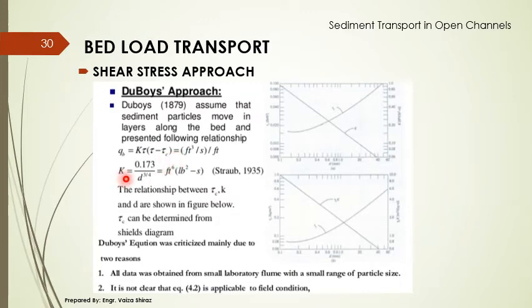K is a constant which is 0.173 over D raised to power 3 by 4, and the relationship between the critical shear stress, this constant K and D, are shown in the following figure. This critical shear stress can be determined from the Shields diagram. The Du Bois equation was criticized mainly for two reasons: all the data was obtained from a small laboratory volume with a small range of particle size, and it is not clear that this equation is applicable to field conditions.